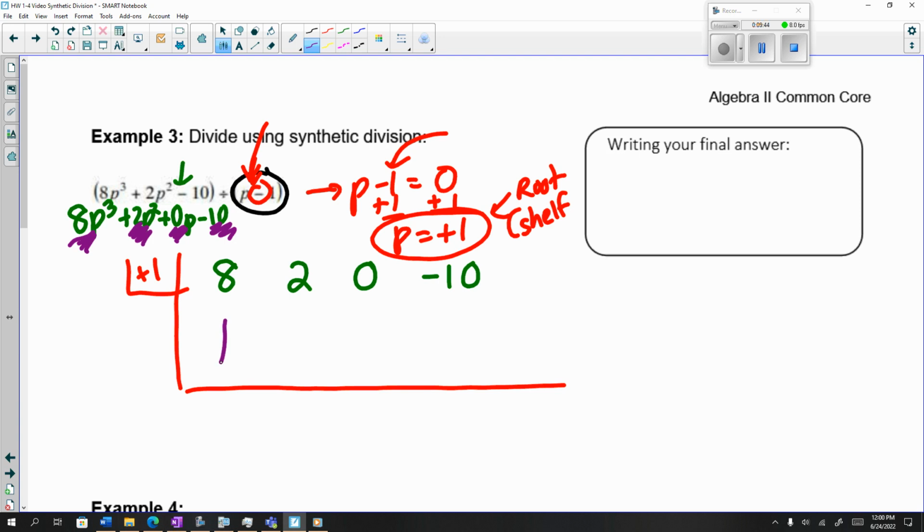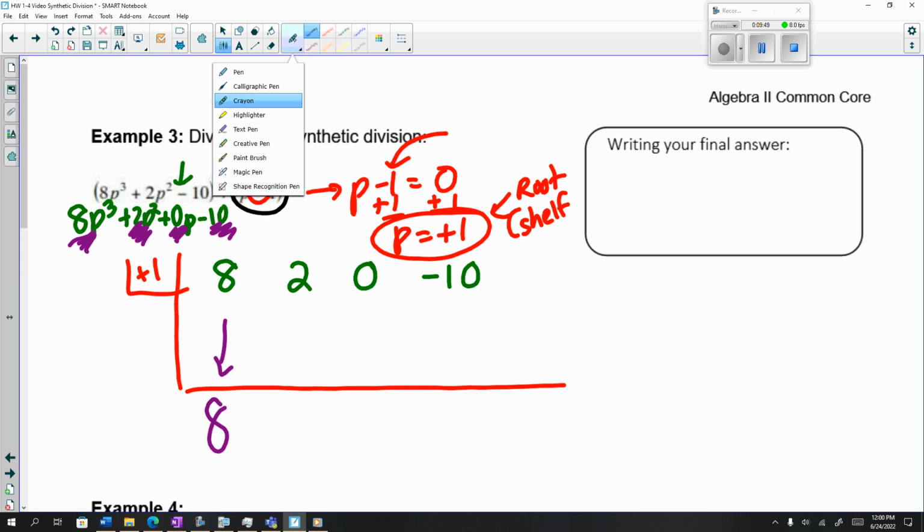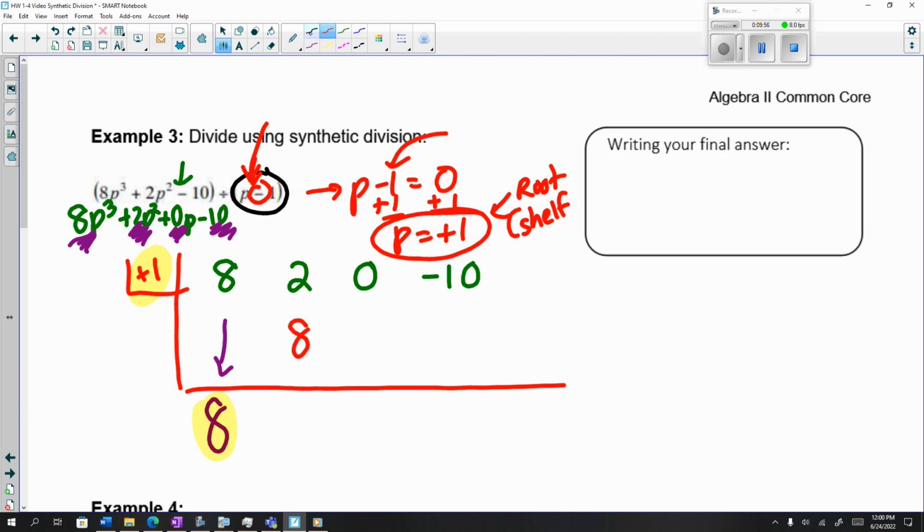So now I'm going to bring down the 8. Now I'm going to multiply. So remember, we multiply by this number 1. So do 8 times 1. You're going to get 8. And now you're going to add down the column. 8 plus 2 is 10. Now you're going to multiply again. 1 times 10 is 10. Just kidding. Well, it's been a long day. And then add, and you get 10. And then multiply. 10 times 1 is 10. Then add. So you're going to get 0, and we're done.